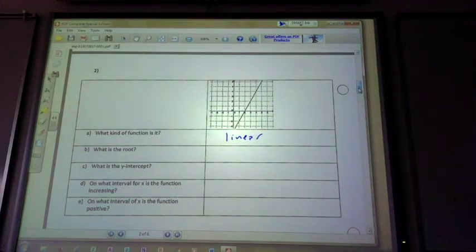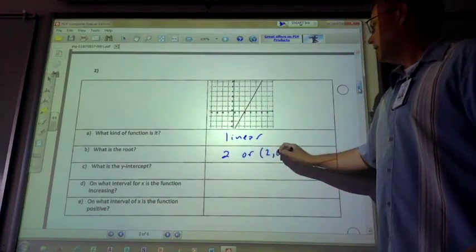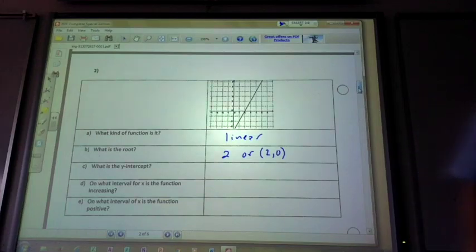What is the root? Where's it across the x-axis? 2. So as a point, you can list it as 2, or you could list it as (2, 0). Again, you choose how you want to list it. I understand both. We good on that?